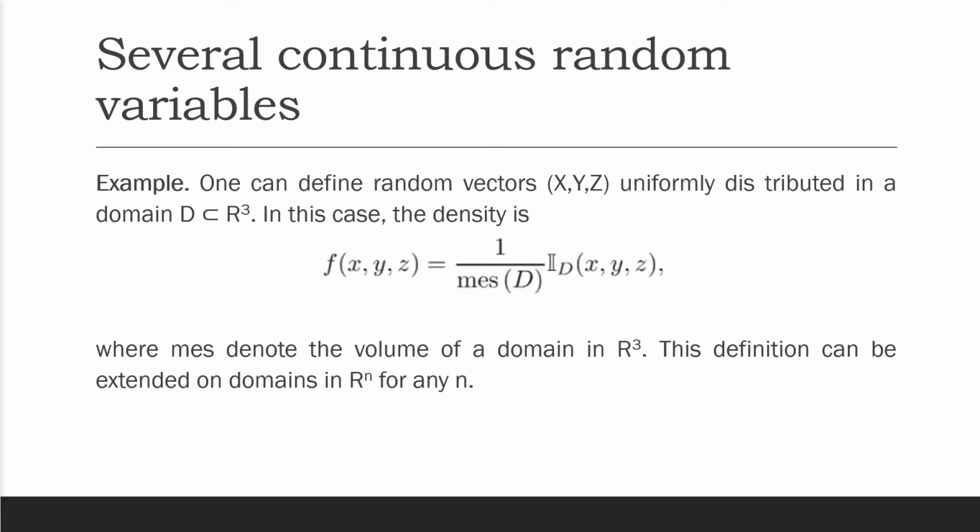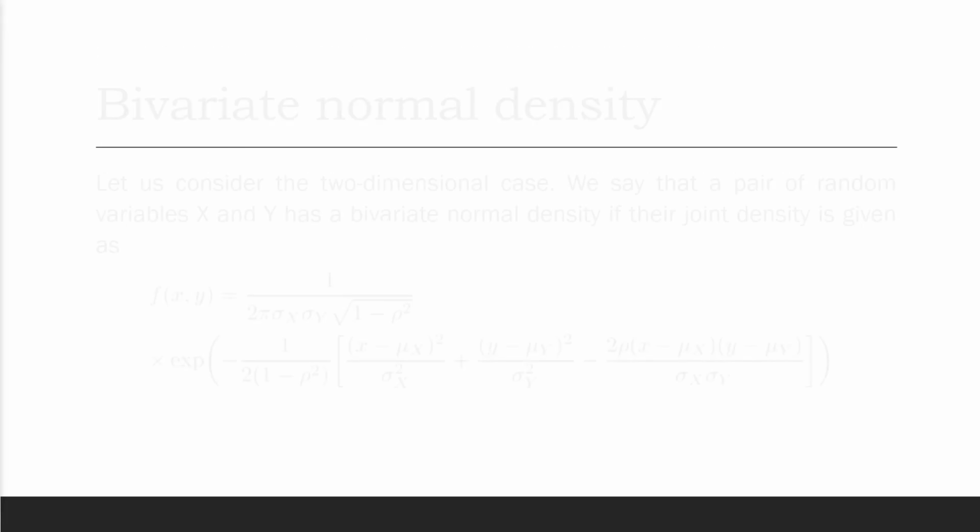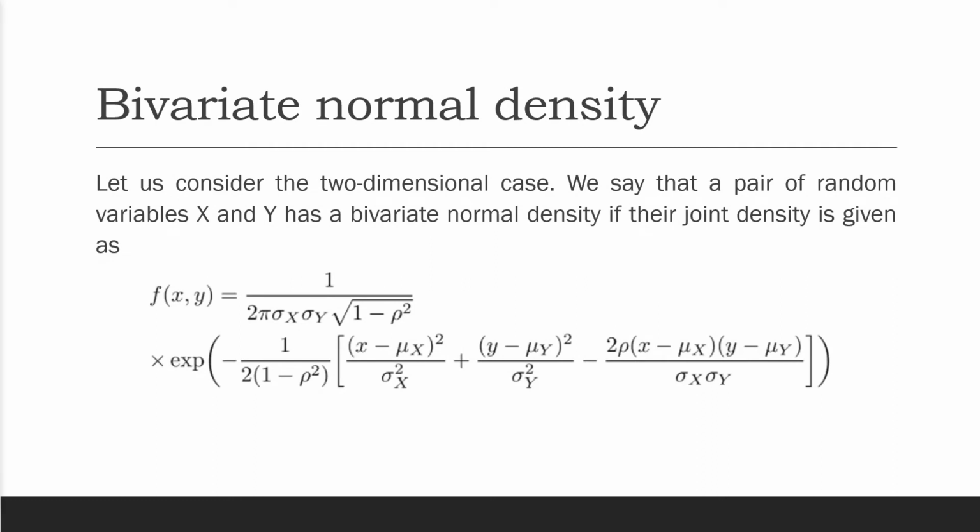Okay, so let's have the bivariate normal density. The definition of the normal random variable can be extended to the multi-dimensional case. So let us consider the two-dimensional case. We say that the pair of random variables X and Y has a bivariate normal density if the joint density is given as this one.